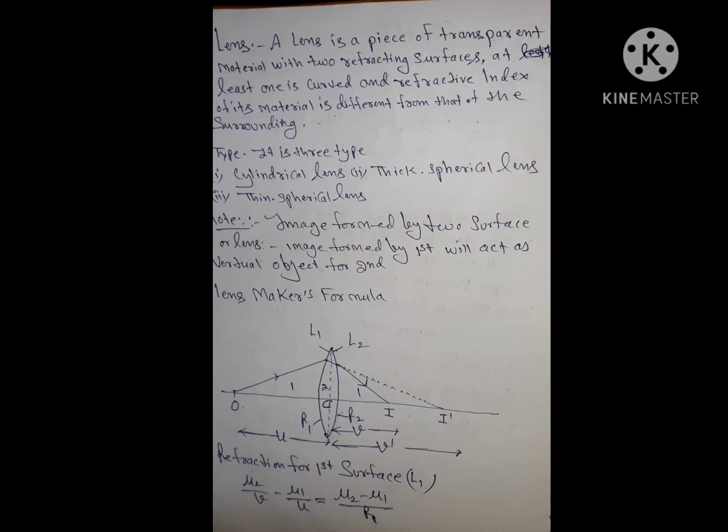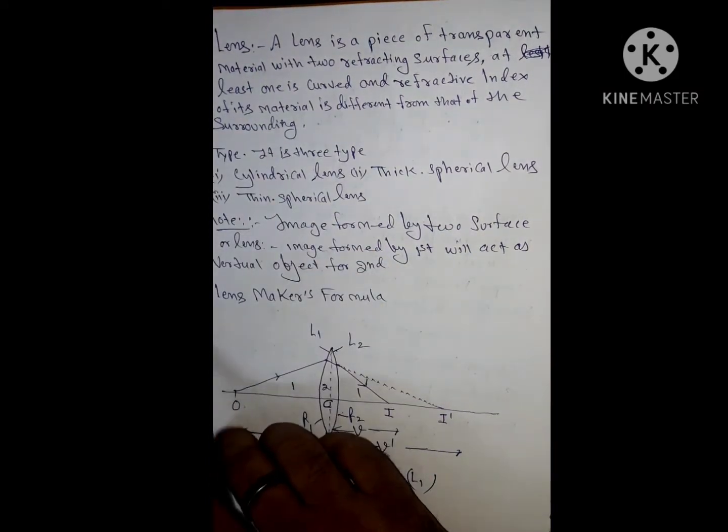Lens is nothing, students. It is a piece of transparent material. I mean the material should be transparent. There are two refracting surfaces, at least one should be curved, and the other may be curved or plane. When any object satisfies this condition, it becomes a lens.